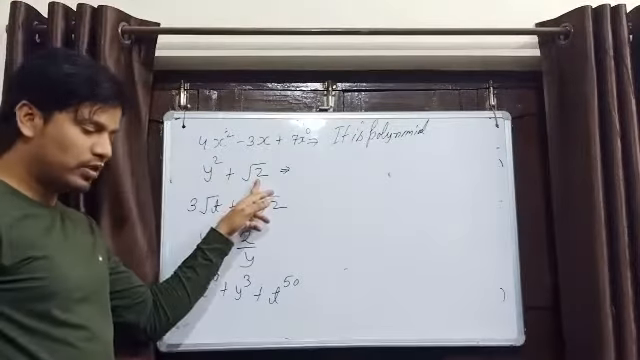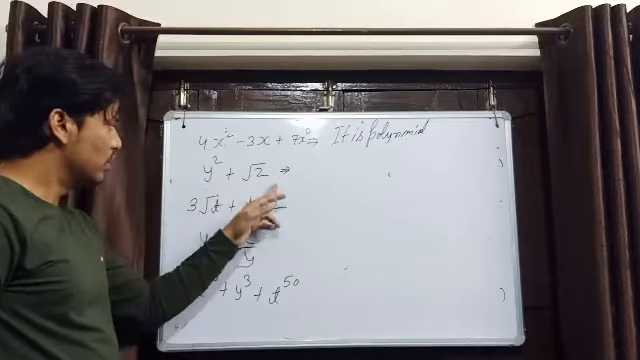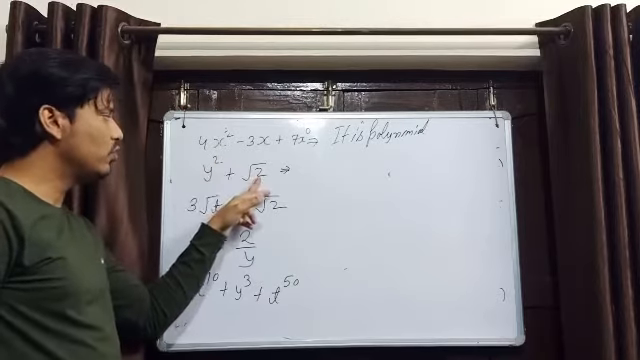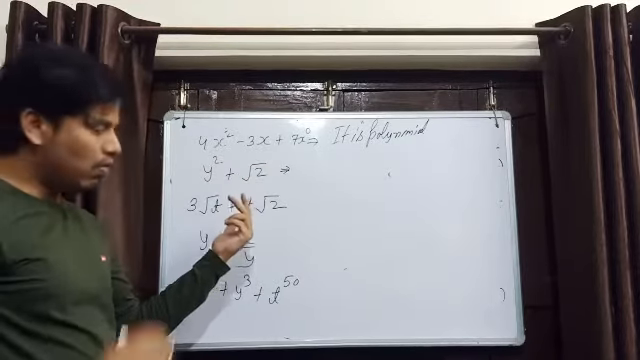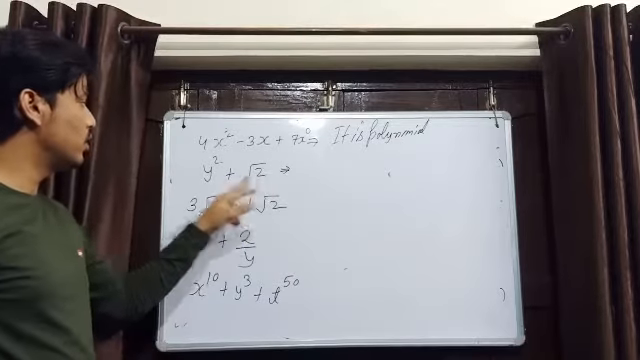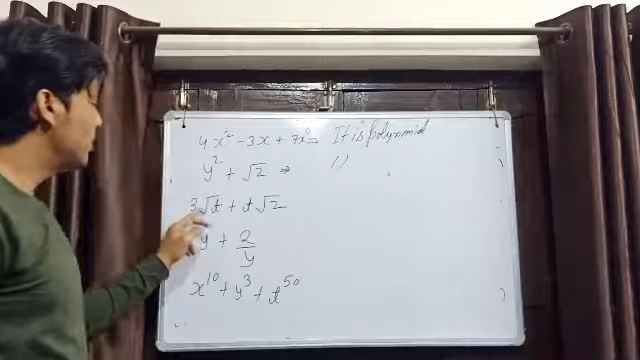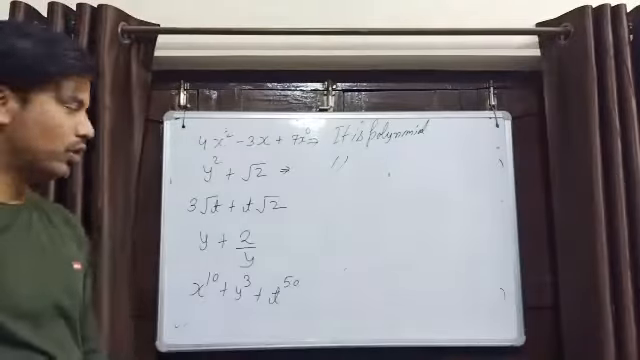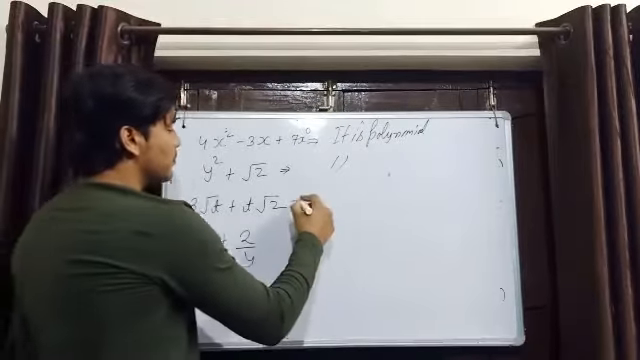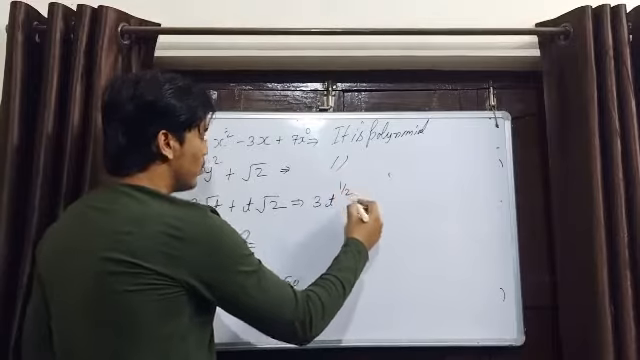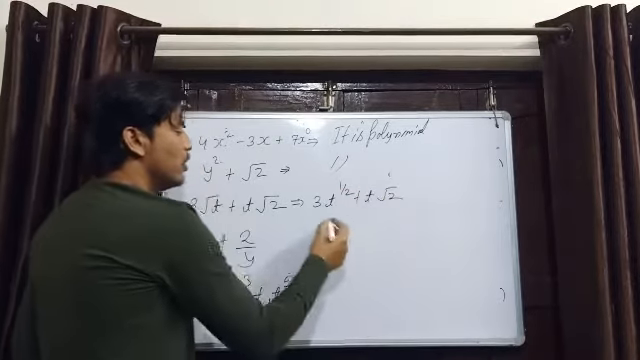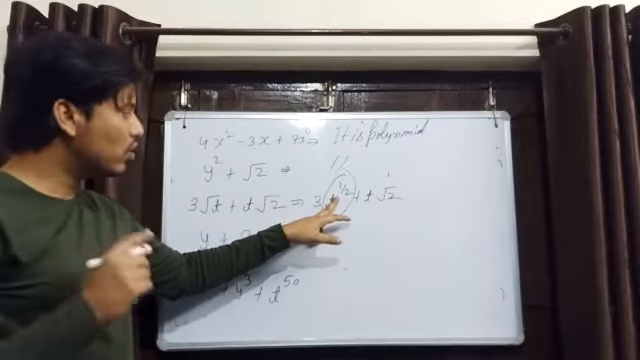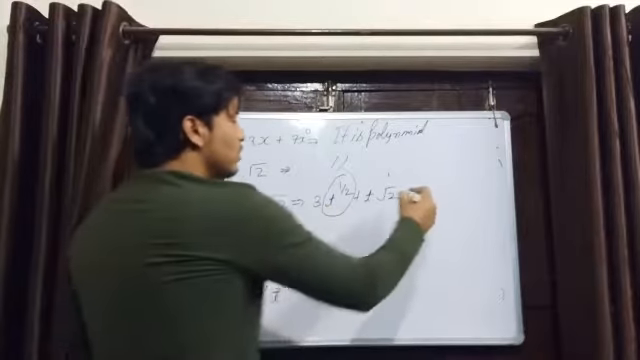Y square plus root 2. It is a polynomial because it has a variable and the power is a whole number. Root 2 is a constant term. So it is also a polynomial. 3 root t plus t root 2: t is a variable, but root t means 3t power 1 upon 2 plus t root 2. Is power 1 upon 2 a whole number? No, it is not a whole number. So it is not a polynomial.